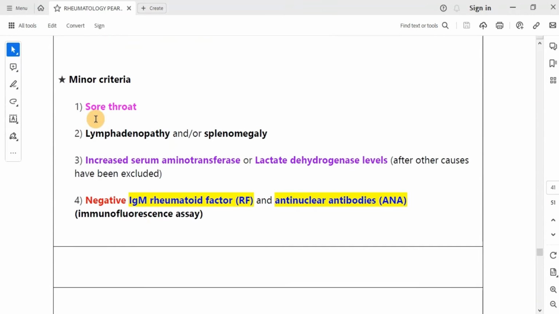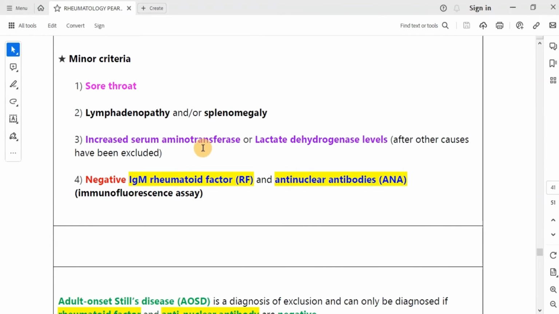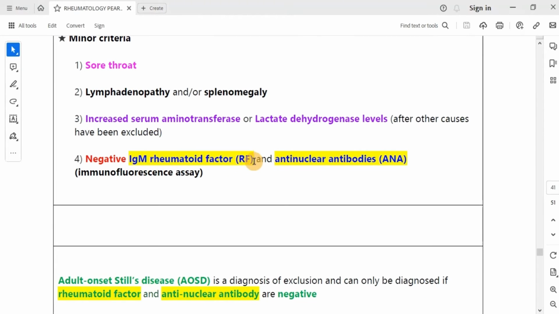And the minor criteria are presence of sore throat, lymphadenopathy with or without splenomegaly, increased serum aminotransferase or lactate dehydrogenase level after other causes have been excluded, negative rheumatoid factor, and ANA in the immunofluorescence assay.